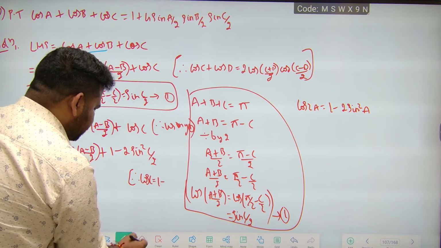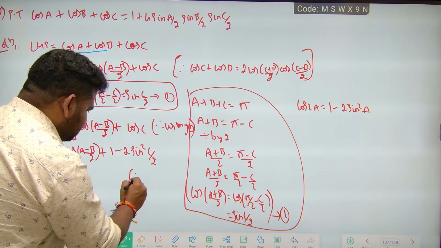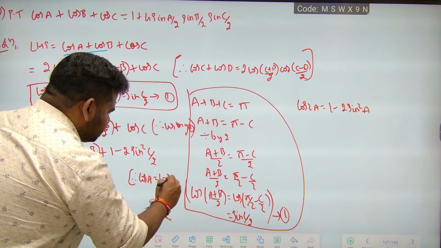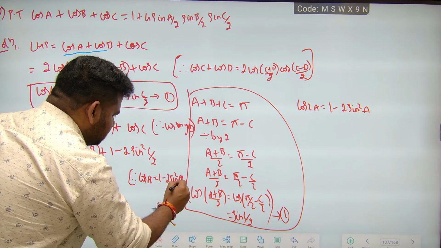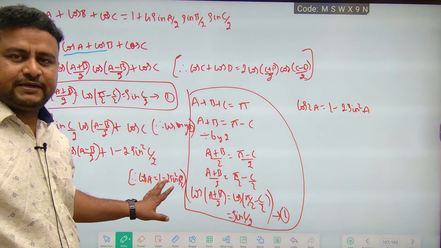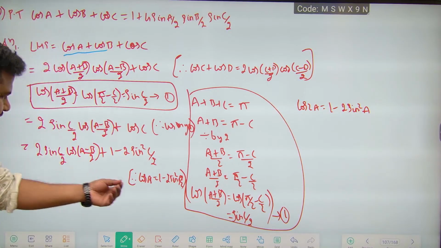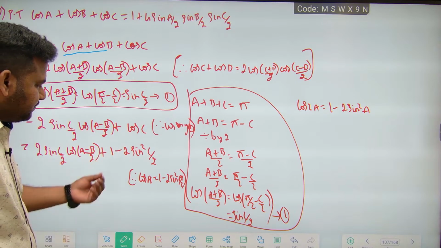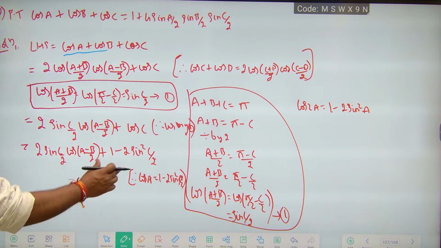minus, or I can write it as what? Cos a, by the double angle or half angle formula, cos a is equal to 1 minus 2 sin square a by 2, that is the reason. So 1 minus 2 sin square a by 2, clear. So we can write this as 1 minus 2 sin square c by 2. So this is the reason.